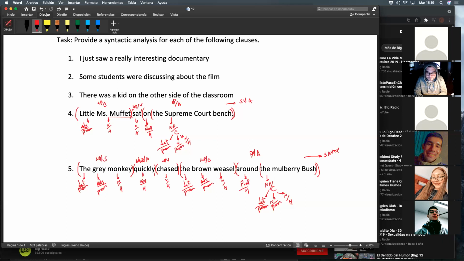¿Por qué noun phrase complement el the mulberry bush? Porque es lo que sigue la preposición around. Léelo sin the mulberry bush. The gray monkey quickly chased the brown weasel around. Around what? ¿Cachai? Es el noun phrase complement de la preposición. Recuerda que las prepositional phrases se hacen con una fórmula. La fórmula es preposition head, noun phrase complement. Siempre, siempre. No es siempre ultra 100%. 99.5.